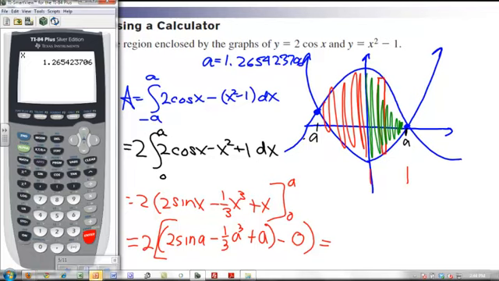Now, what's left is, what's the value of that? Calculator, ready? Just type it in. 2 times the quantity, 2 sine of x, because wasn't that where I left the value of the intersection? Minus x cubed divided by 3. Oops, I hate when I do that. Delete. Down. Divide by 3. Plus x. Close the parenthesis, enter. Yay. And there's our solution.